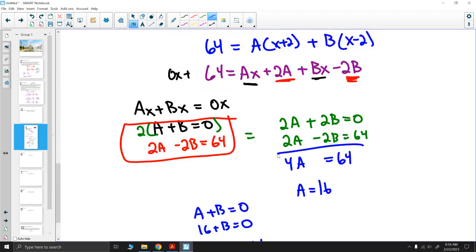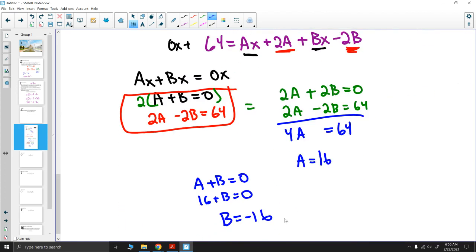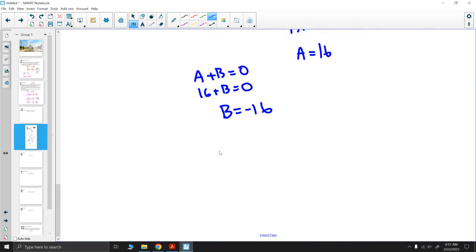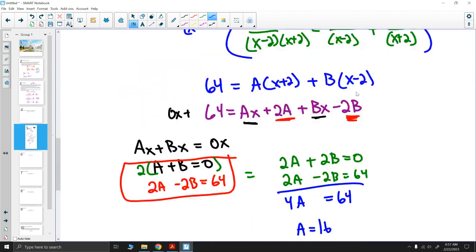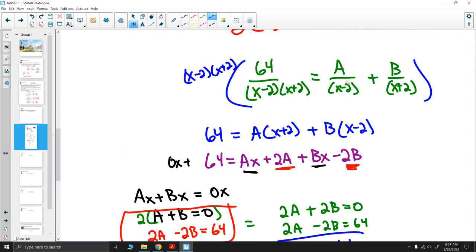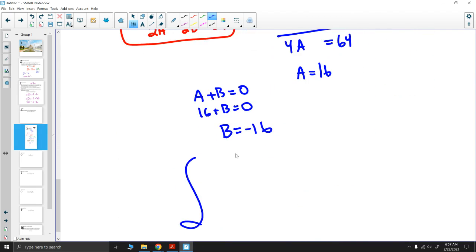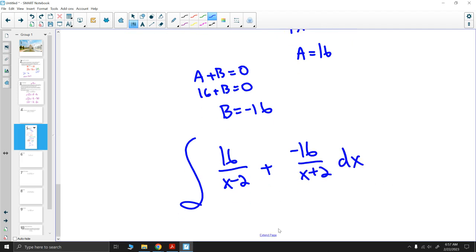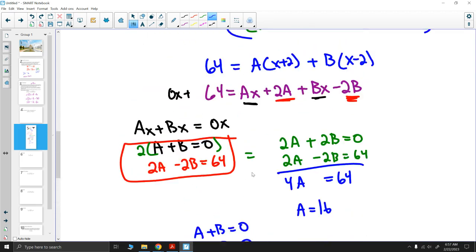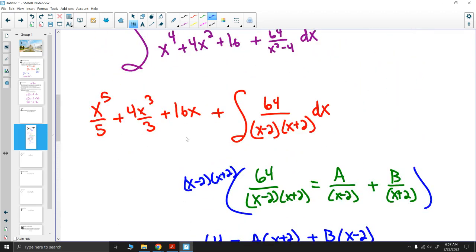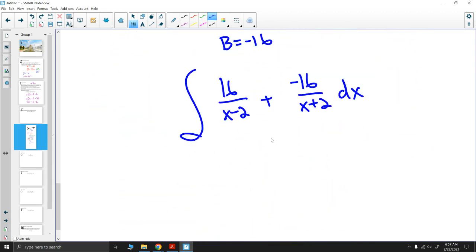All right, so we know these two things, a and b. So at this stage, what we do is we go back to that integral of a over x minus 2 plus b over x plus 2. So that is going to be 16 over x minus 2 plus negative 16 over x plus 2 dx. So now we are integrating this thing here. Again, as a reminder, we still had the beginnings of our polynomial that we've already integrated, but we're just working on this now.